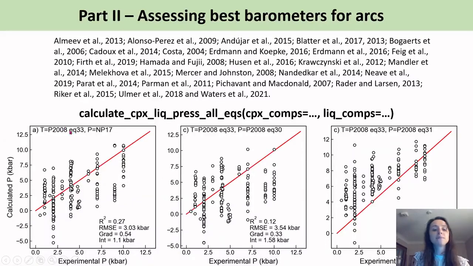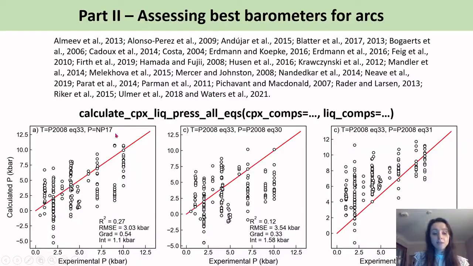So for example, on this plot, this is the pressure we calculate by iterating Peterka 2008 equation 33 with the Neve and Peterka 2017 barometer. And similarly, this is iterating equation 33 and equation 30 from Peterka 2008. The statistics for these fits are shown down here, and the one-to-one line is shown in red. So if these barometers are behaving perfectly, every dot would lie on the one-to-one line. And you can see this is very much not the case.